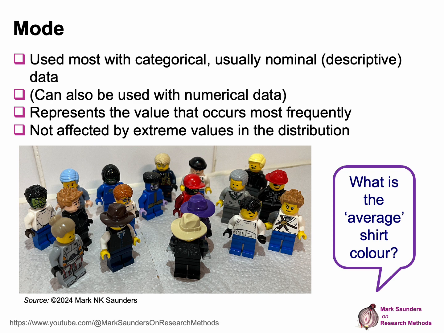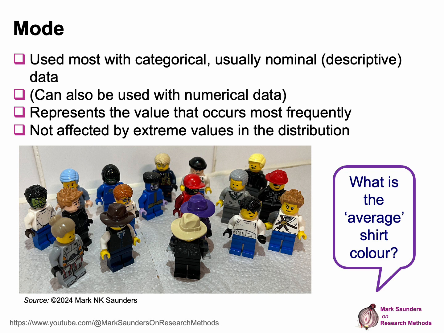The mode is used mostly with categorical data, and it uses nominal or descriptive data within this idea of categorical data. It can be used with numerical data, where you can say something like the modal group is people who are aged between 15 and 20, but normally we use it with categories. And the mode represents the value that occurs most frequently, and that means it's not affected by values which are more extreme in the distribution.